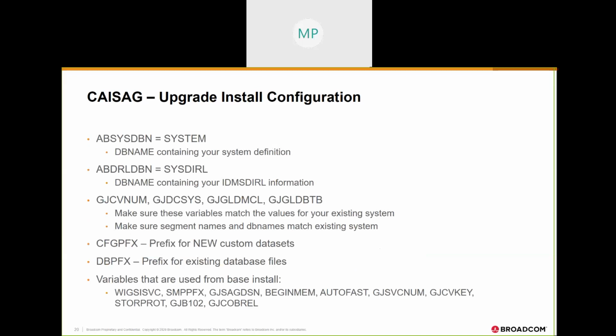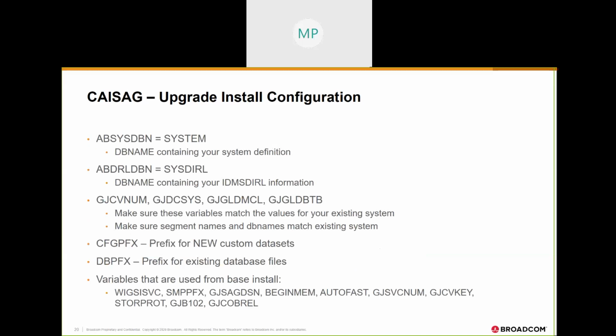The next four variables, GJ CVNum, GJ-DC-sys, GJ-GL-DMCL, and GJ-GL-DBTB. So that's your CV number, your system number, your DMCL, and your database table. You want to make sure that these variables match the values of your existing system. And for the segment variables and the DB name variables above, you want to make sure that those match your existing system as well.